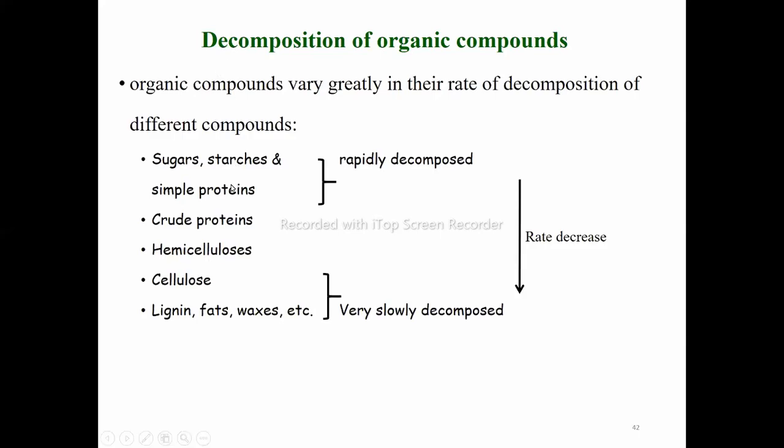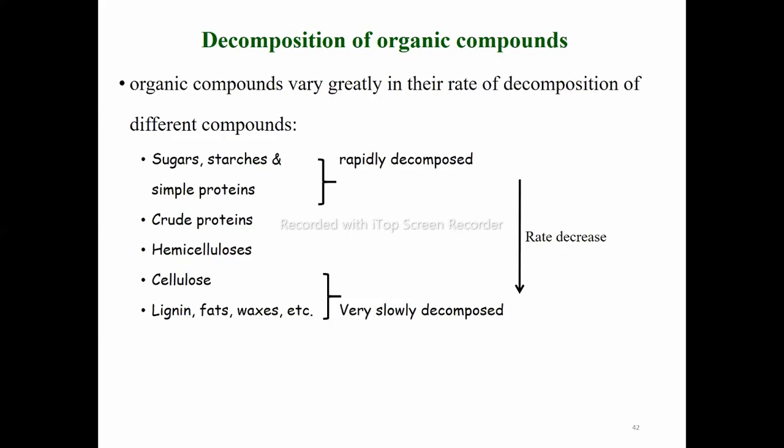Understand that sugars, starches, and the simple proteins may be easily degraded. When these compounds are highly present in the soil organic materials, they will be easily degraded by the microorganisms. Why? Because the microorganisms can access these sugars and starches, consume the energy from them, proliferate there, and start the decomposition. Likewise, the crude proteins and the hemicelluloses are slowly degraded compared to the sugars and the starch. And the cellulose, lignin, fats, and the waxes are very slowly decomposable materials.